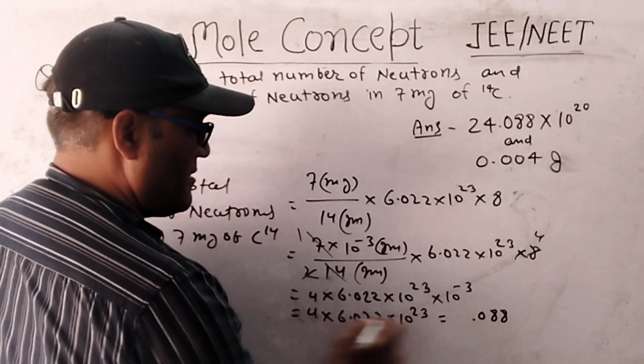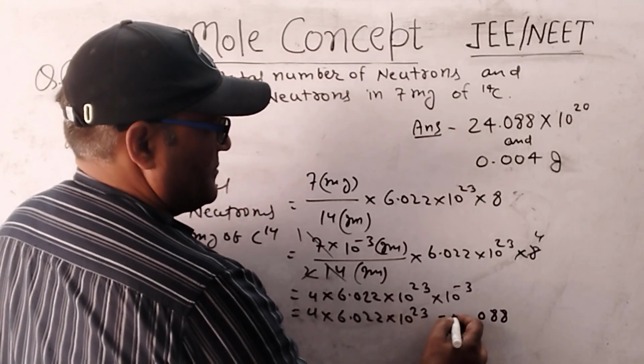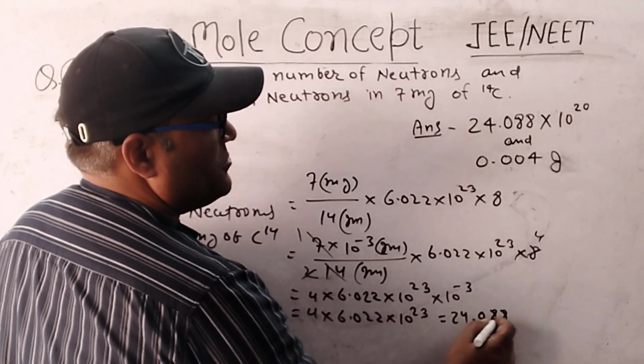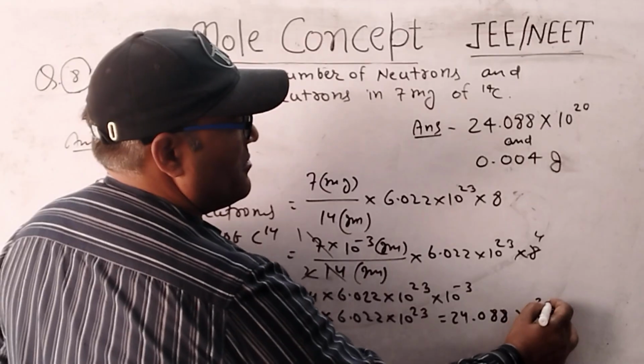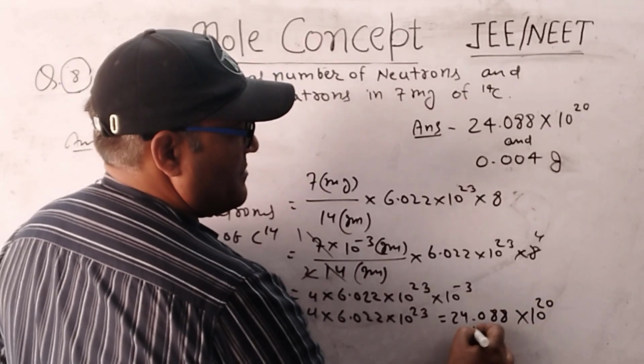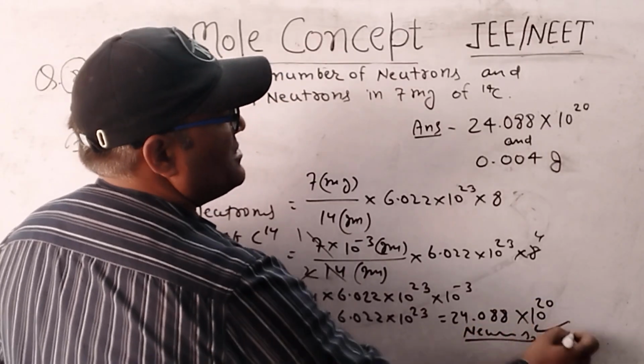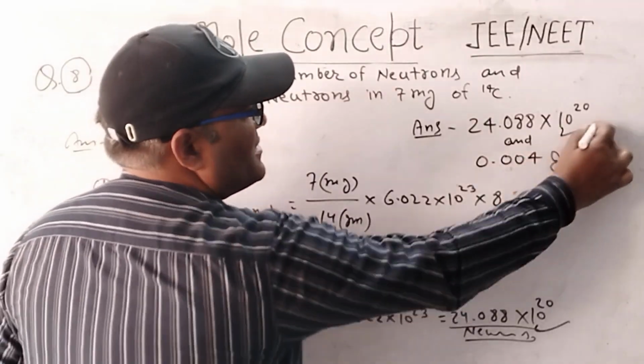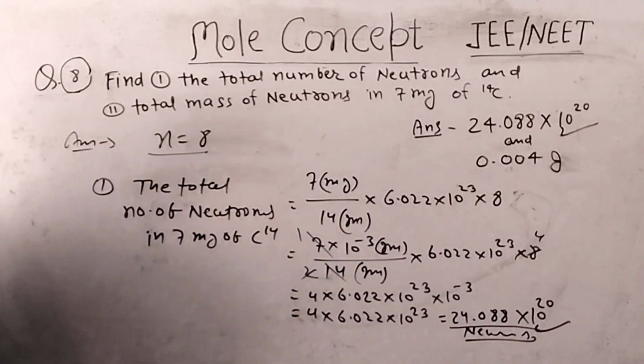After multiplication we can observe the result: 2 fours are 8, 0 for the 0 and after decimal 24. So 24.088 into 10 to the power 20 neutrons. So this is the answer. You can take a screenshot.